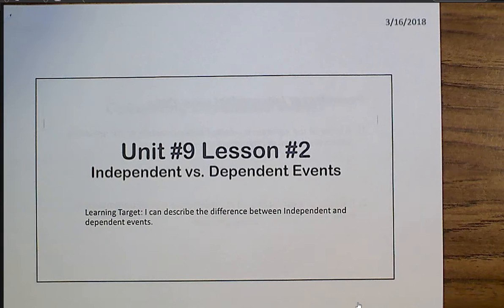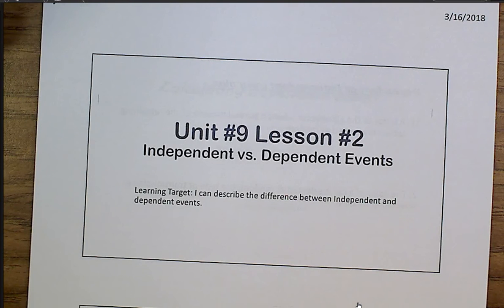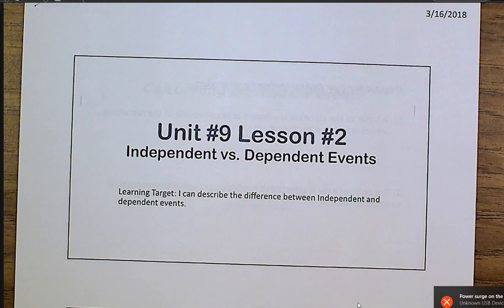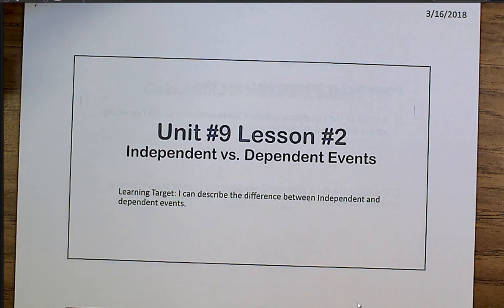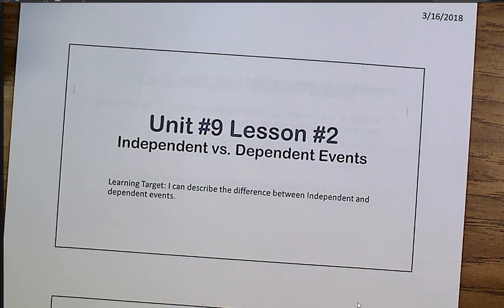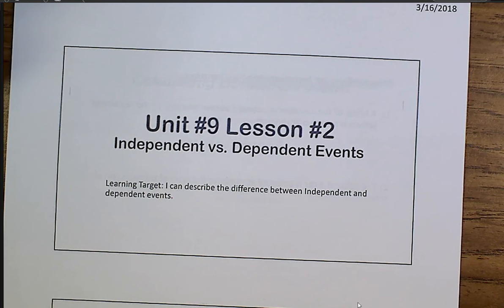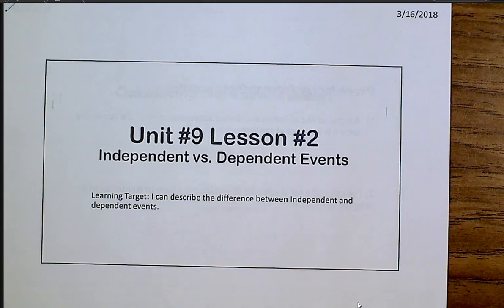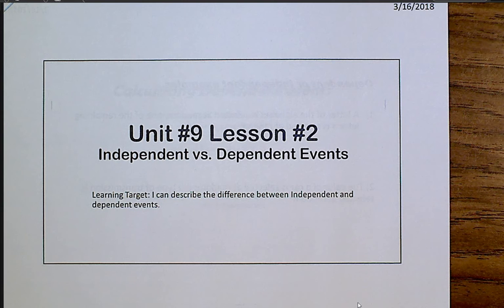We are getting into lesson 2 in unit 9, and today we are going to be talking about probability again, but specifically about independent and dependent events and what that means in terms of probability and how that affects probability. So we'll jump right into it. Very easy learning target, pretty basic stuff here. We're going to be able to describe the difference between independent and dependent events.